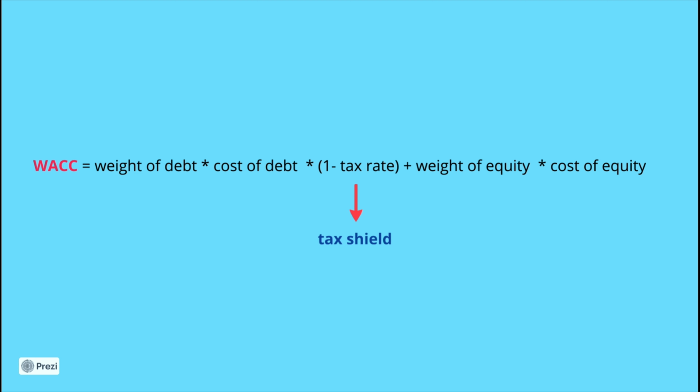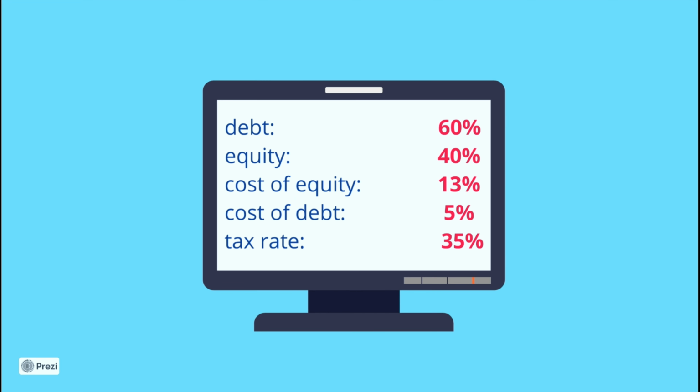Alright, that's the theory. Let's look at an example to properly understand the WACC. We are tasked with determining the weighted average cost of capital for the following capital structure. Our debt is 60%, while our equity is 40%. The cost of equity is 13%, and the cost of debt is 5%. Lastly, we are dealing with a tax rate of 35%.